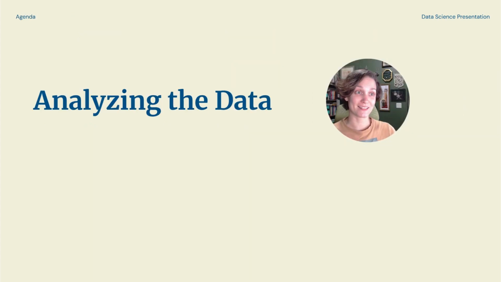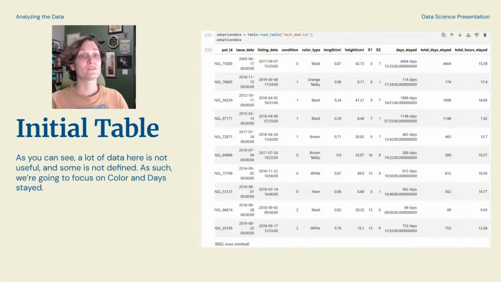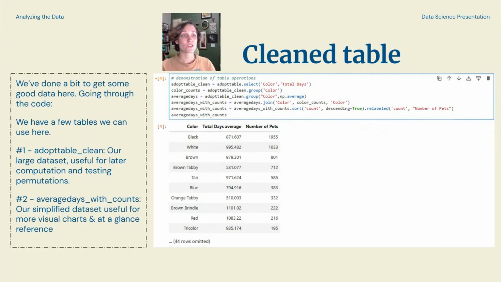Let's analyze this data now. So first, our initial table. Some of it's not so useful, and some of it's not defined. As such, we're going to focus on the color and days stayed. So once we get the clean table, we've gone through a little bit here. We have a couple tables that we can use for different purposes.